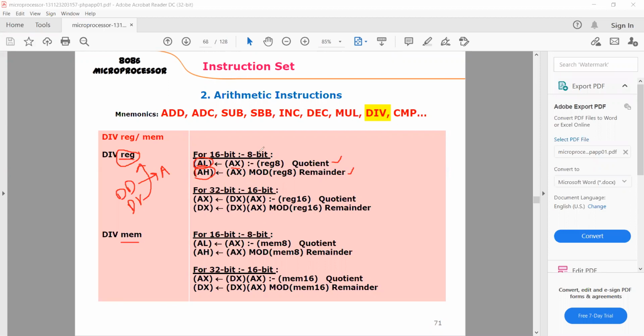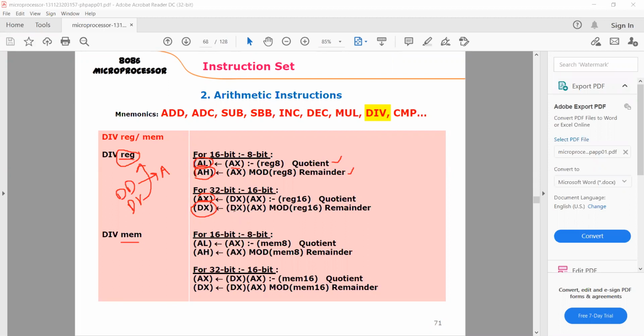This is for 8-bit, and for 16-bit, the quotient will be stored in the AX register and the remainder will be stored in the DX register. So that is the thing you have to remember. What operations take place inside a division operation is none of your business, but you have to identify the source location and destination location.